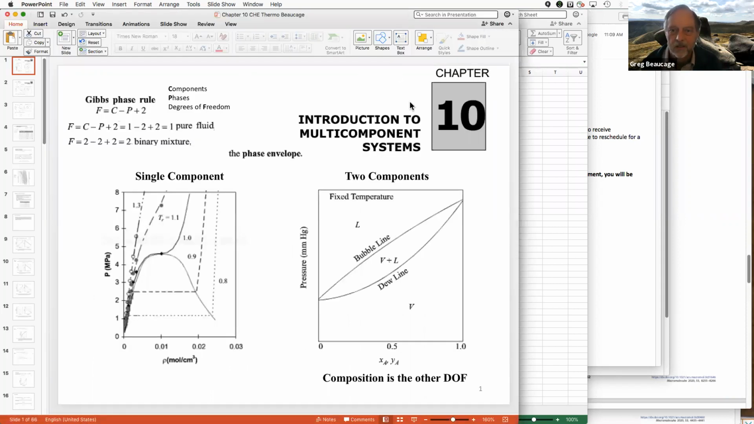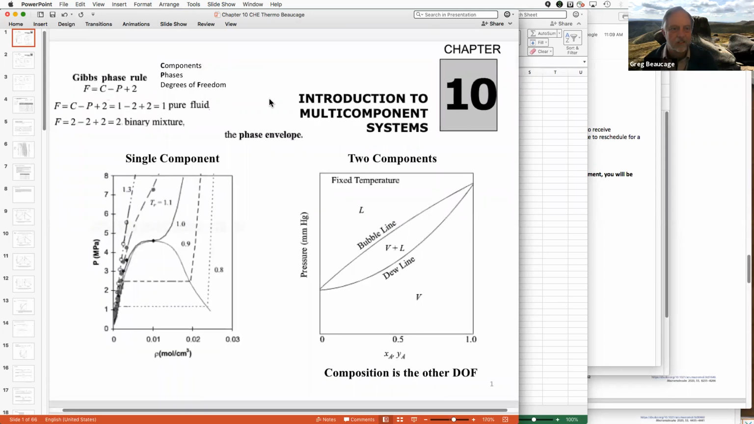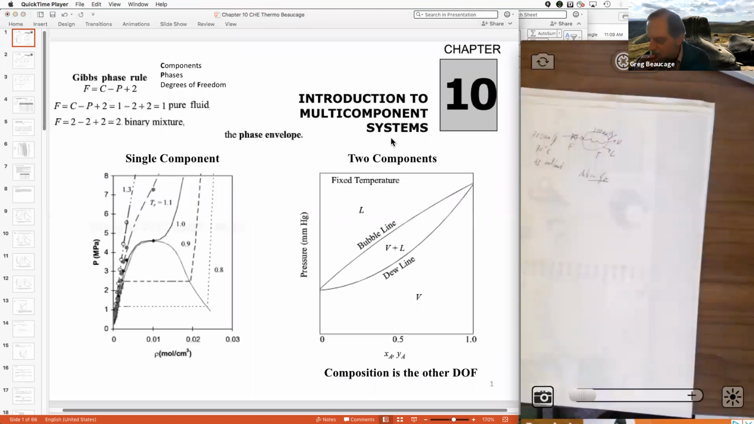Let's see. Expand that a little bit. So chapter 10 is about multi-components. I don't have that thing up either. Let's see. There. All right.